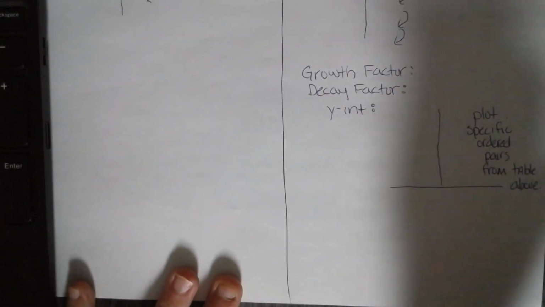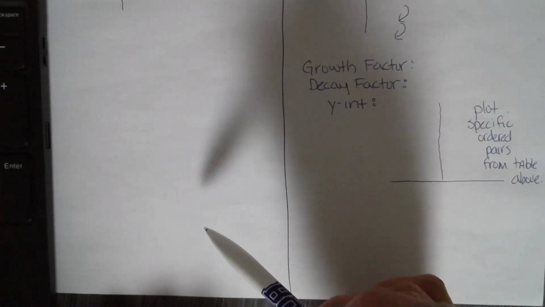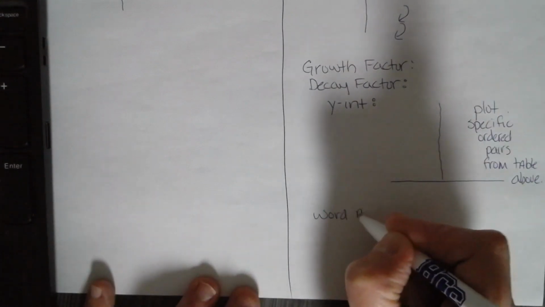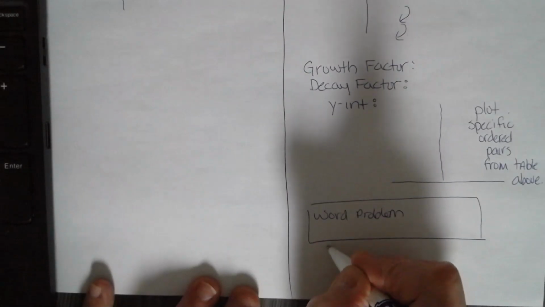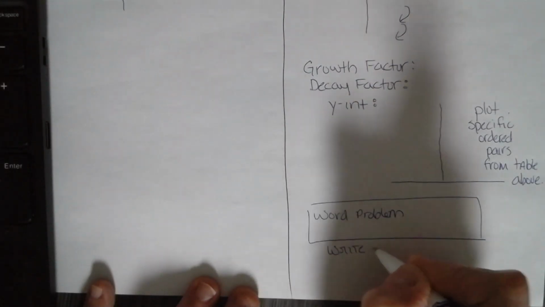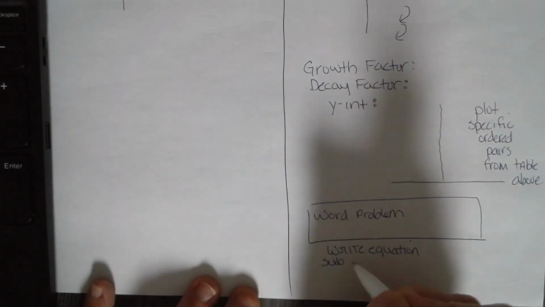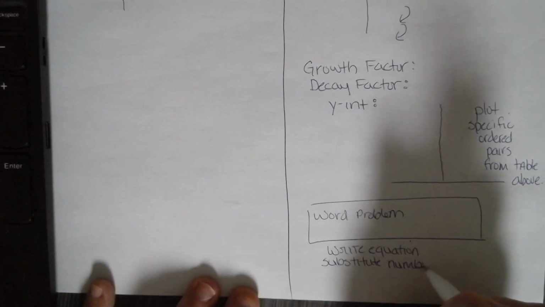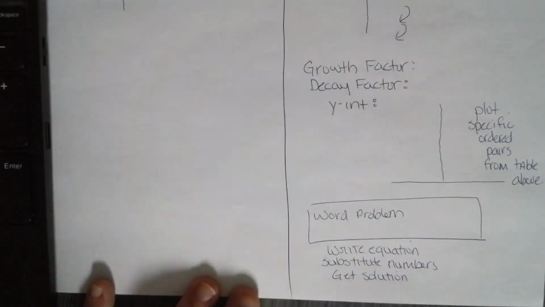Then the last thing you're going to have is two word problems, and you're going to have to decide which word problem is linear and which is exponential. So you will glue the word problem down. Then you are going to write an equation for it. You're going to substitute in numbers and find the answer. And so that's what one side of your board is going to look like.